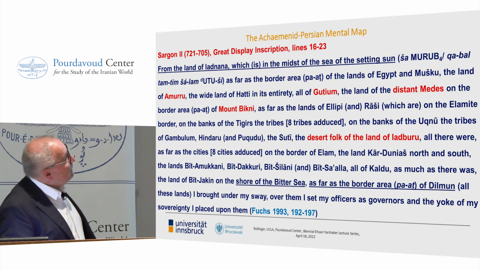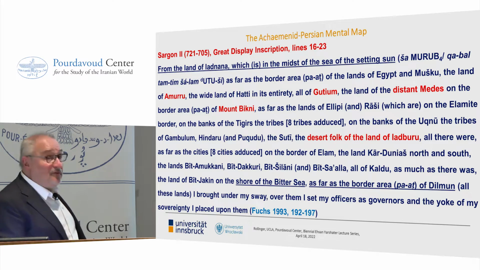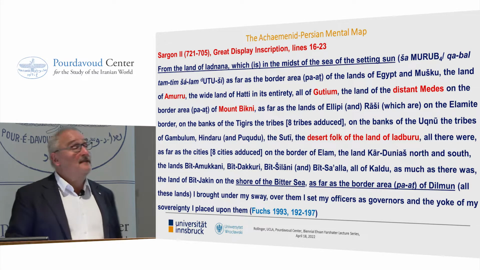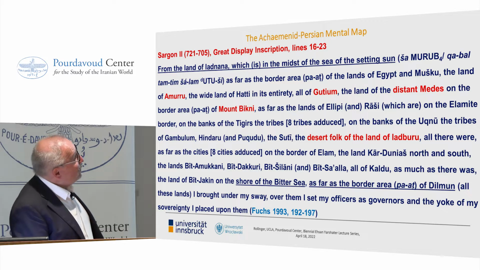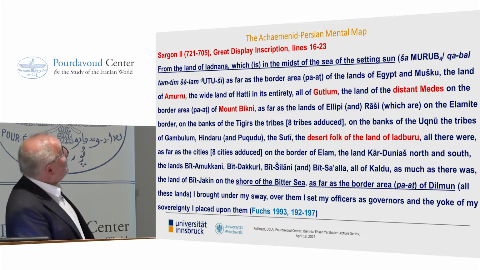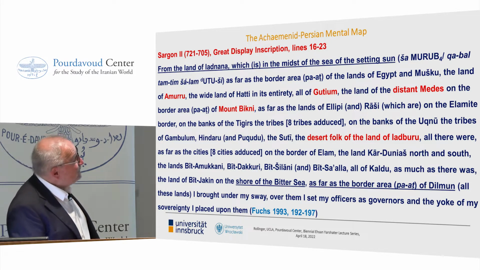Yatnana, the island in the Western Sea, on the one hand, Cyprus, and Dilmun, which is actually Bahrain in the Persian Gulf. But there is even more in this text. We encounter some specific terms which we have also seen in the Cyrus cylinder, the term for the Gutiums referring to the east, Amuru referring to the west.